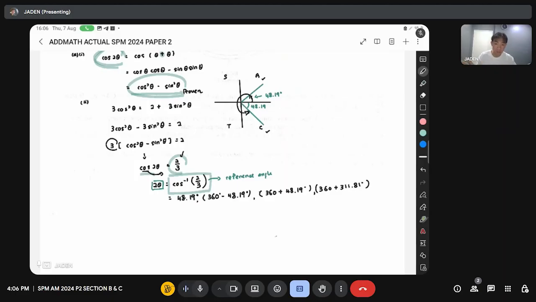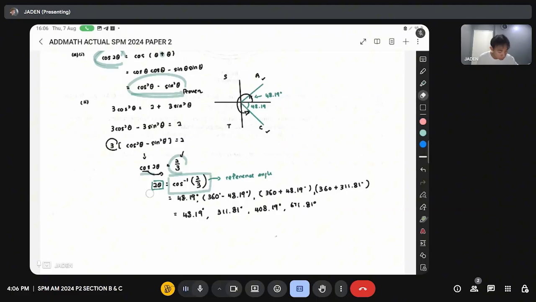Of course, this is not the end, so we will write it down: 48.19, and this is 311.81, and this is 408.19, and this is going to be 671.81. Okay, 671.81. All right, is this the end?